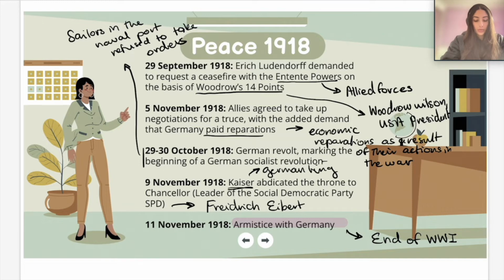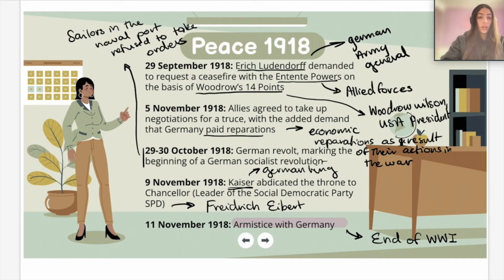And just to go back on the point of Erich Ludendorff, he at the time was the German army general. So he was on the front line. He was seeing everything that was happening, and he said to the German politicians and the German leaders, hey, we need a ceasefire. We can't keep up with this. And so that's how peace began to become initiated in 1918.